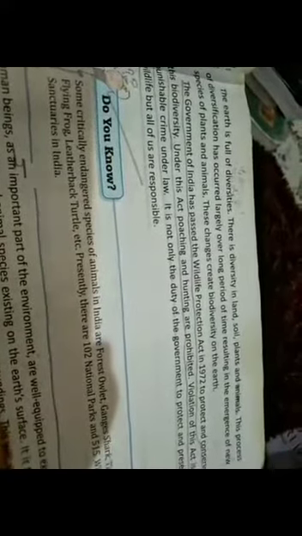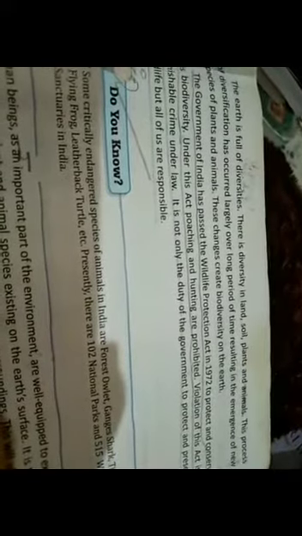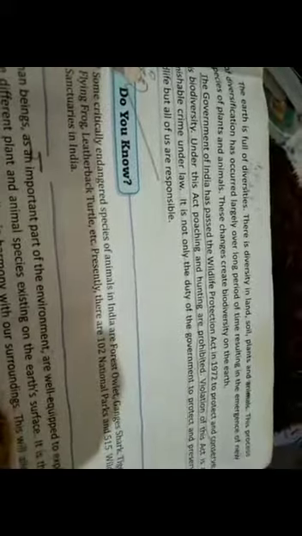This process of diversification has occurred largely over a long period of time, resulting in the emergence of new species of plants and animals. So how was this diversification possible? According to the atmosphere in which they are living, according to the living conditions, they have changed themselves. They have adapted themselves to the environment. These changes create biodiversity on the earth.